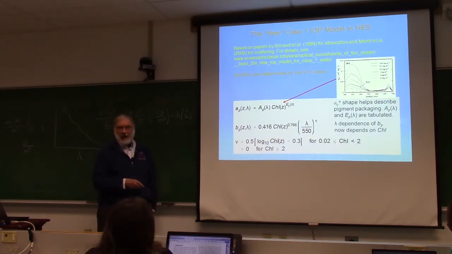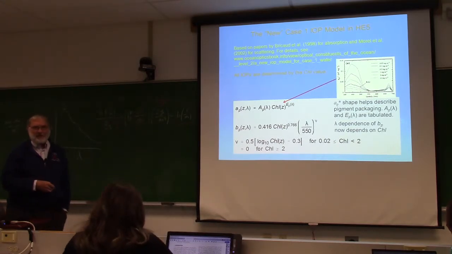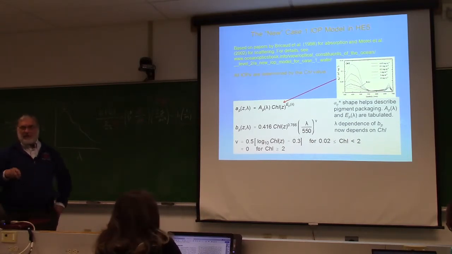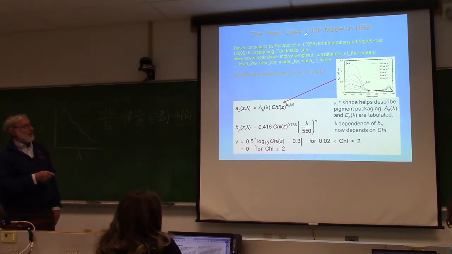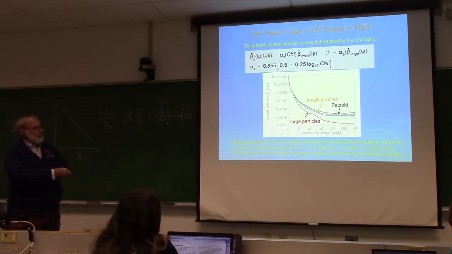And so that's probably a better function. And, you know, there haven't been a lot of studies, but they do have a lot of data that went into this. And so when you run Hydrolight, you can pick the new Case 1 IOP model, and it does all of this. And it actually also has a built-in phase function where Morel has a large particle phase function.